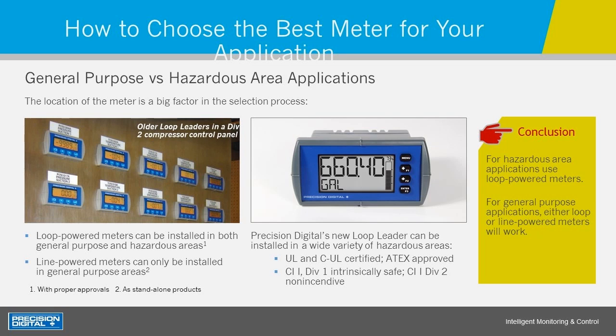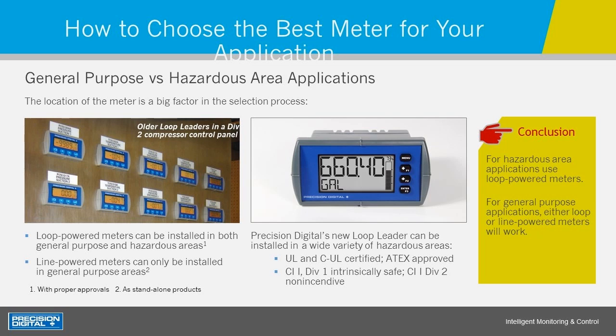Whereas your line-powered meters, without putting them inside explosion-proof boxes or buying the explosion-proof version, are only going to be safe area approved. And obviously, while you can go to that explosion-proof version, you're going to add a lot of cost to do that, whereas it's comparatively a small price increase to get the approved version of a loop-powered product.